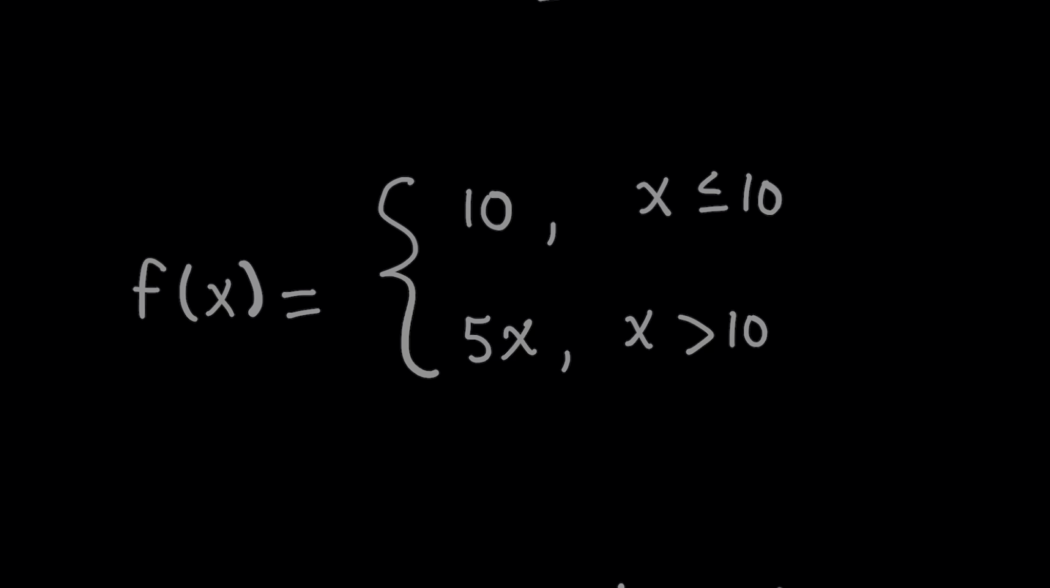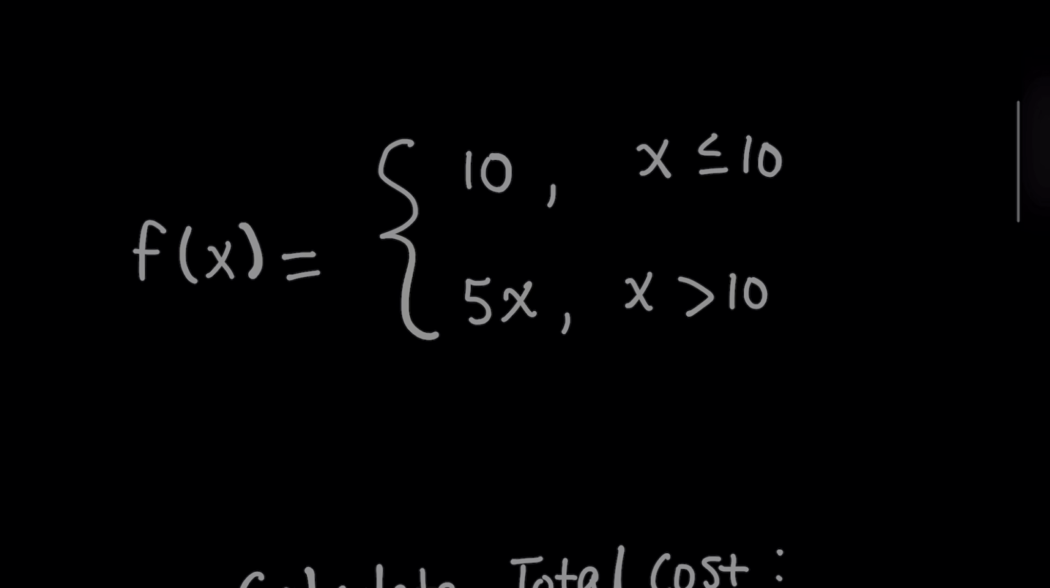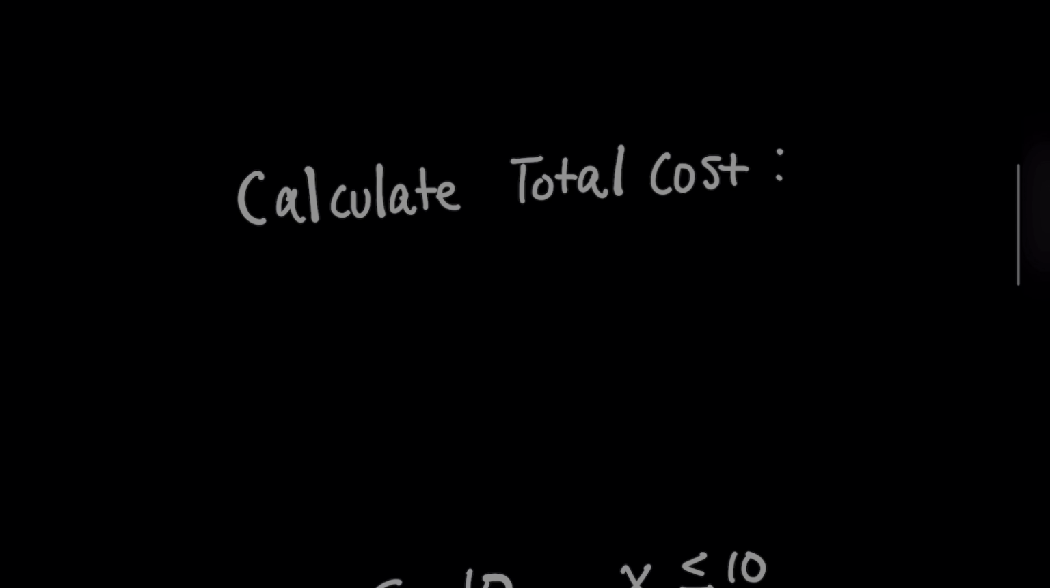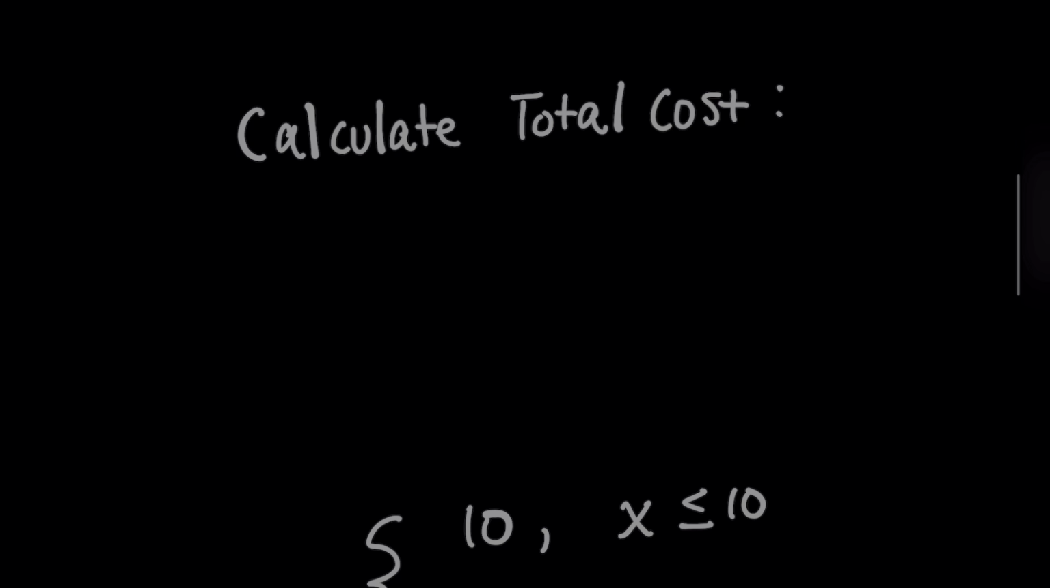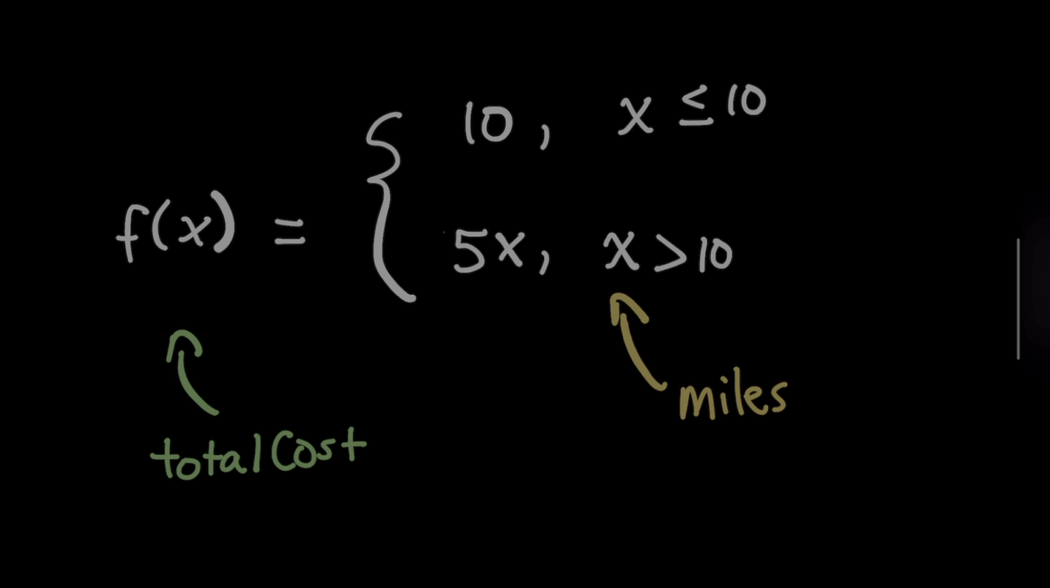Now, if I want to write this as code, we need to take a step first and put some notes down, because what I want to do is to figure out the total cost. What I'm going to do now is for f of x, I'm going to create a variable that I'm going to call total cost. And then here, anytime you see x, we're going to call that variable something called miles.